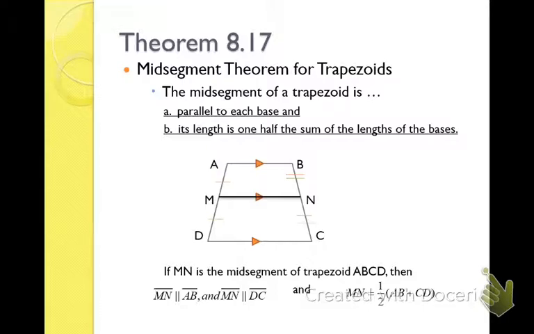Anybody? Okay. Think of it as the average. It's the average of AB and DC. And we know to find the average, you add them together and divide by 2. It's the average of these two lengths.